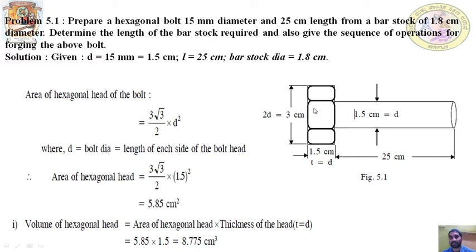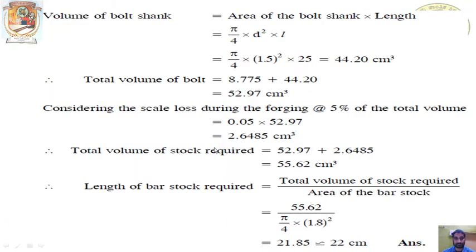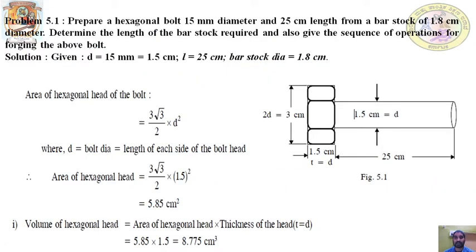So this is the hexagonal surface, and then we have a cylinder of diameter 1.5 centimeter and length 25 centimeter. Two volumes are there. Add these two volumes and add some extra losses, so that will give the volume of this component. Then you find the total volume by adding these two components. After that, in order to find the length of the bar stock, we know that volume equals area into length.